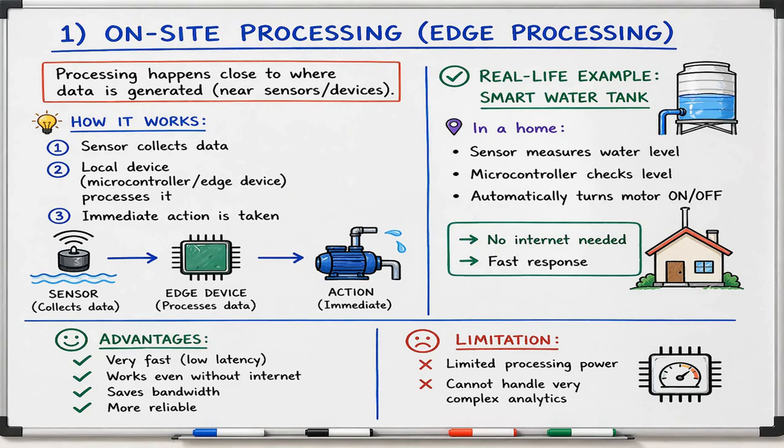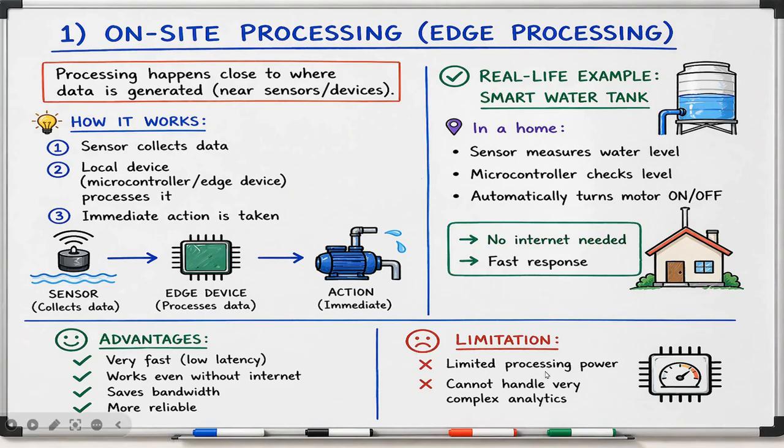Then it saves bandwidth because the data is processed locally. Only important information needs to be sent to the cloud. Because of this, it reduces the network traffic and the internet data usage. And the last is that it is more reliable, because local processing reduces the dependency on network connectivity. Even if the internet fails, the system continues to function normally.